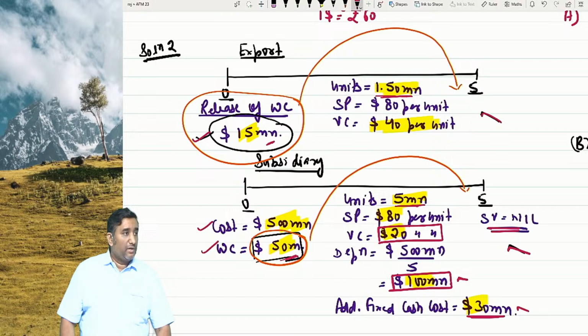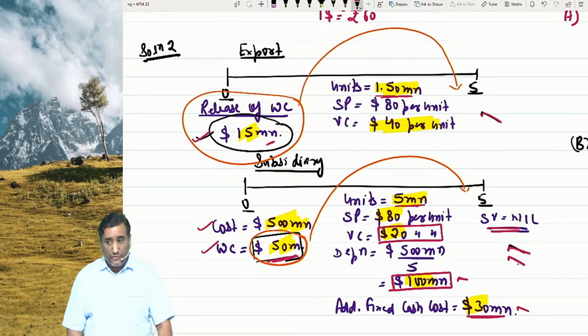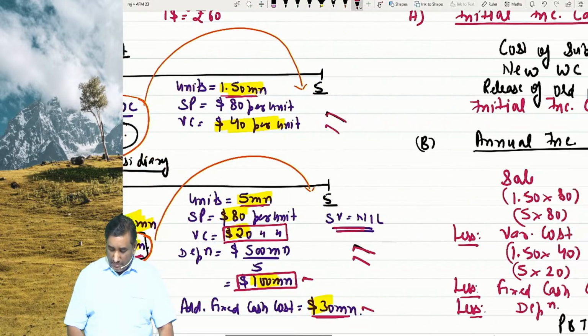How much do we get? 210 point something. So the difference of 210 point something minus the earlier 39 is 171.5. This will be your figure over the years. Then in the last year, in the new one, how much working capital will you be releasing? 50. In the old one, how much working capital were you releasing? 15. How much will come? 35. And then you can calculate the NPV.